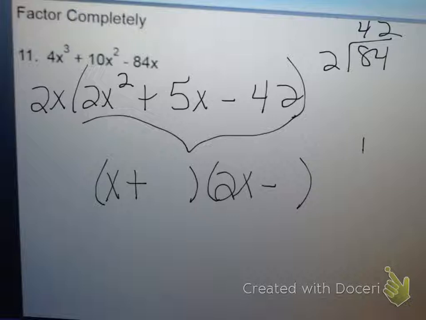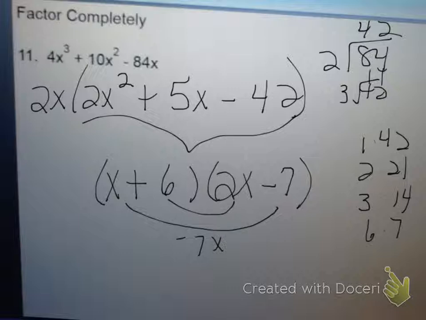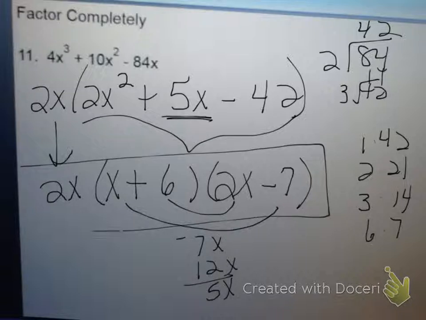Factors of 42: 1 and 42, 2 times 21, 3 times, does 3 go into 42? Yeah, 14. And 6 times 7. Now I'm just going to guess and check. I'm going to try the 6 here, the 7 here. The outside is a negative 6x. My inside is 12x, which is a positive 5x. Got it the very first time around. Now do not forget to bring down the 2x. And that is your final answer.